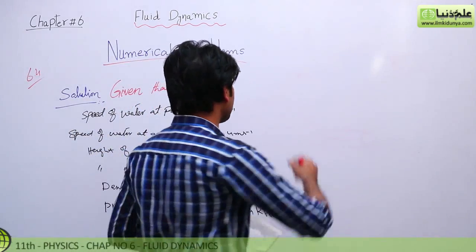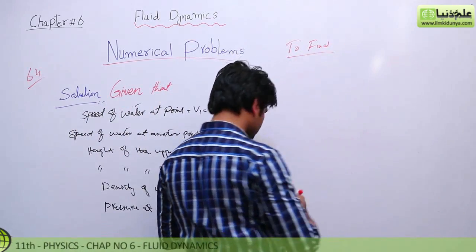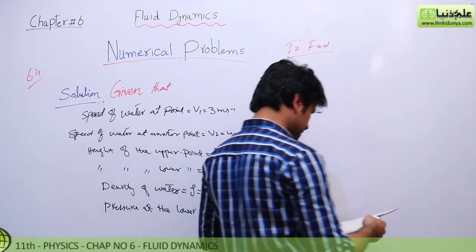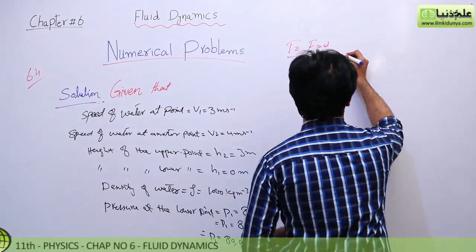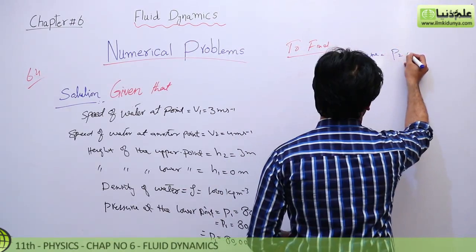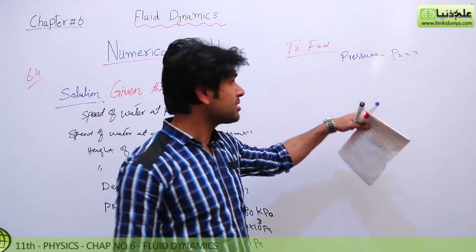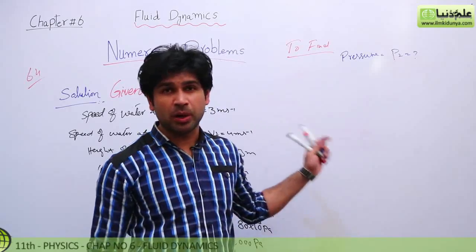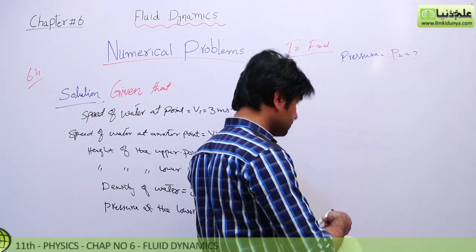And what will we have to find out? Dear students, we will have to find out the pressure at the other end, which is the upper end pressure, which is P2. So students, to solve this numerical problem, we will use Bernoulli's principle or Bernoulli's equation.